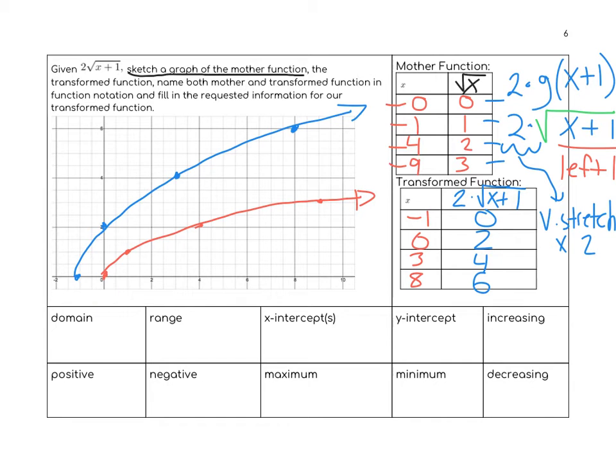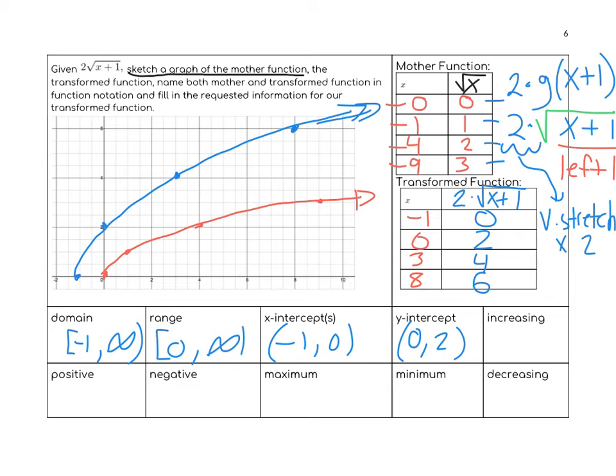So the domain: my blue graph starts at -1, and it keeps going off my paper, so I'm going to call that infinity. For the range, I start at a height of 0, and it keeps going up off the paper, so that's going to be infinity as well. X-intercept, I hit at the point (-1, 0). The y-intercept, I hit at the point (0, 2).